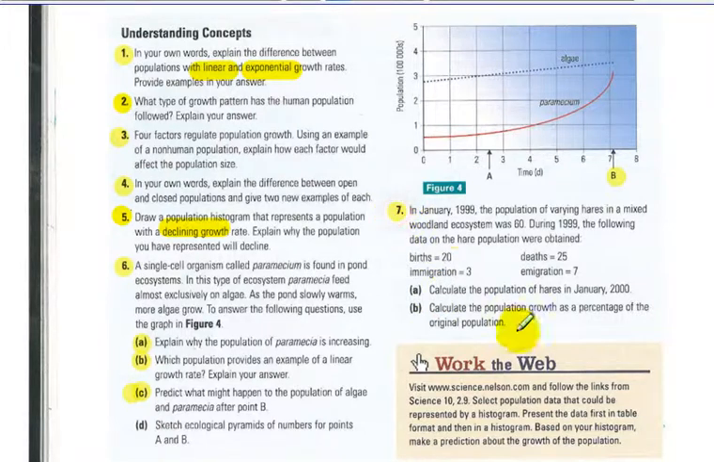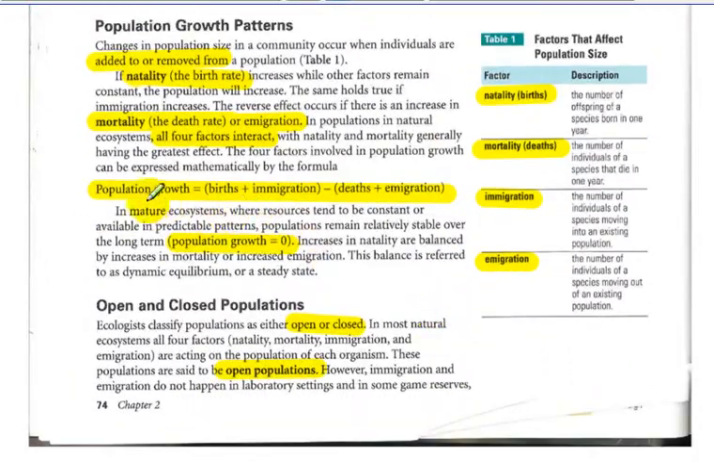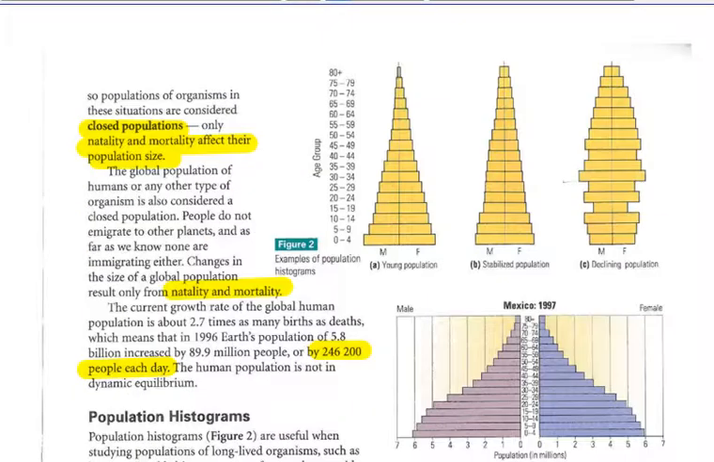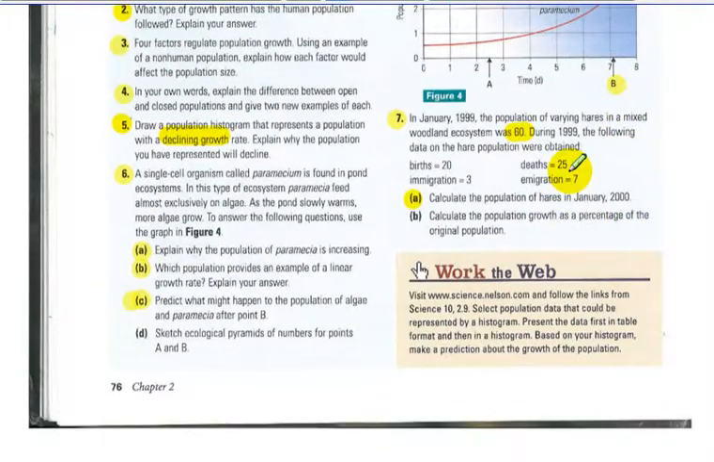This last question though, 7, in 1999 the population of varying hares, rabbits in a mixed woodland system was 60. So they start off with 60. During 1999, the following data was obtained at the end of the year. So you have births, immigration, deaths, emigration. Calculate the population that would happen at the end. So of course we use this little relationship here that we talked about earlier, the population growth equation there, and you can figure out what happens there, what the population will become.